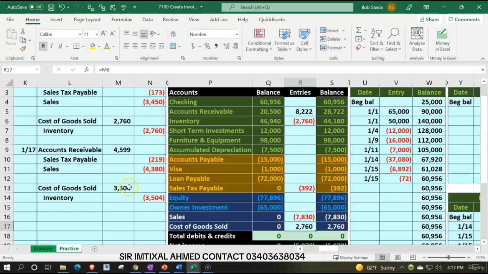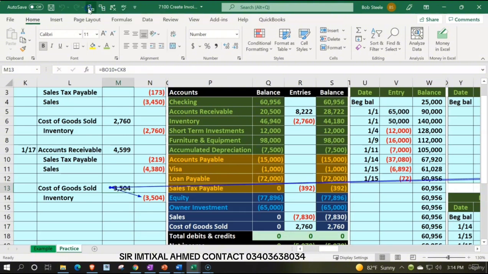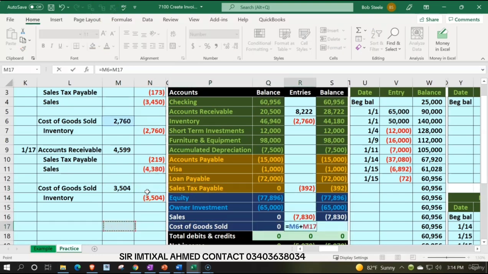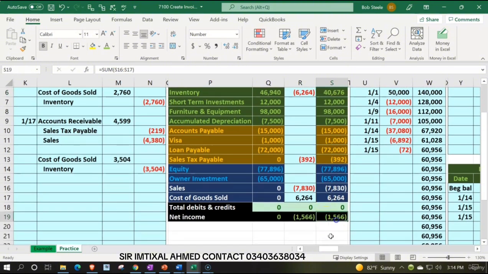And then we've got the cost of goods sold, which I don't think we've recorded yet. Did we record that one? No. So cost of goods sold is going to be here, F2 plus F2, the 3504, and then inventory up top, F2 plus F2 is going to be the 3504, bringing the inventory to the 40,676, and the net income now is at the 1,566.